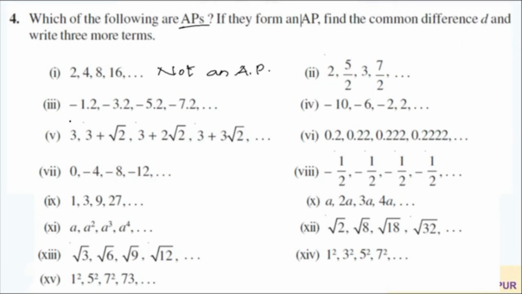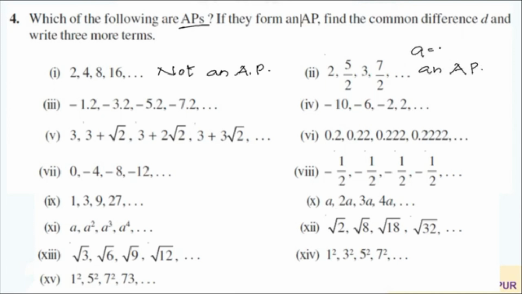Have a look at the second one: 2, 5 by 2, 3, 7 by 2. Here when you look at the difference, you will get 5 by 2 minus 2. With LCM 2, you will get 5 minus 4 by 2, nothing but 1 by 2. Next, a3 minus a2: 3 minus 5 by 2, the LCM is 2, you will get 6 minus 5 by 2, nothing but 1 by 2. So it is forming an AP.